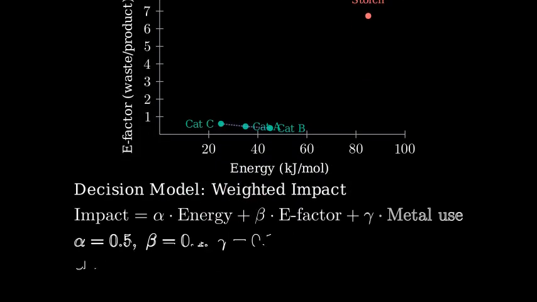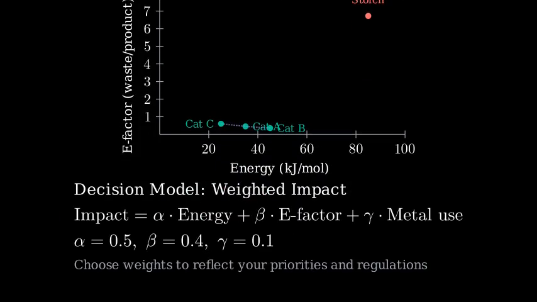To choose among options, we can write a simple model. Impact equals alpha times energy plus beta times E factor plus gamma times metal used per kilogram of product. The weights reflect priorities. For example, if regulations penalize waste heavily, beta is larger. This framework makes the trade-offs explicit and comparable.